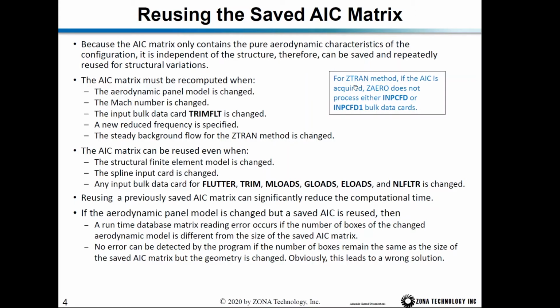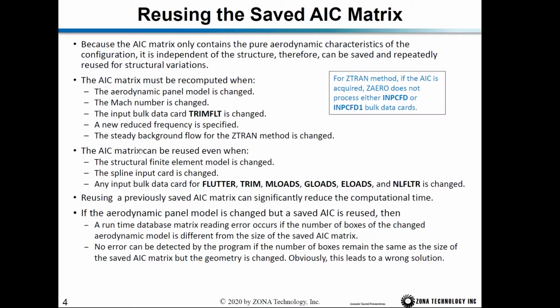Because for the ZTRAN method, if the AIC is acquired, ZAERO does not process either the IMP CFD or IMP CFD1 card. So the first time you compute the AIC using ZTRAN, you have to use the IMP CFD or IMP CFD1 card. But when you retrieve the AIC generated by the ZTRAN method, you don't need to specify those two cards.